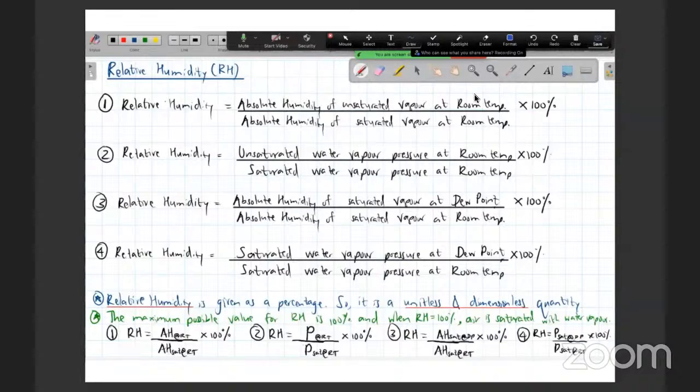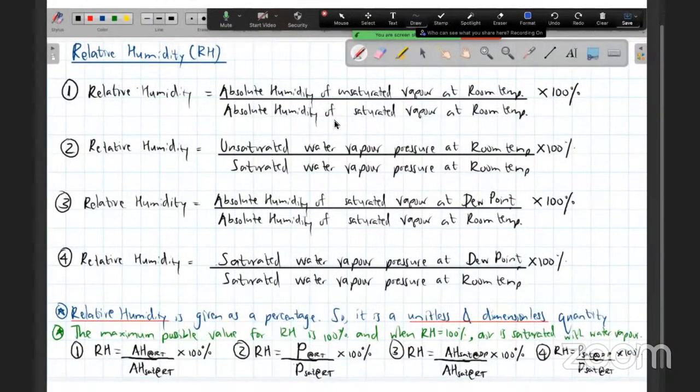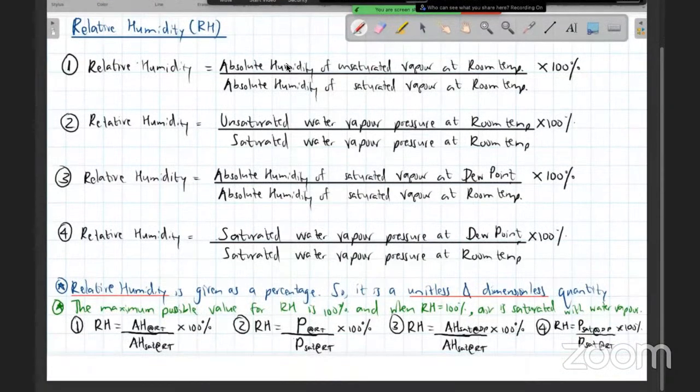If it was completely saturated, how would it be? We give it as a percentage, comparing it to the saturated state. So the first equation was based on absolute humidity. And the second is a similar equation, almost the same. The only thing we need to change is to replace the term absolute humidity with water vapor pressure: unsaturated water vapor pressure divided by saturated water vapor pressure, both at room temperature. Those were the first 2 equations we learned.